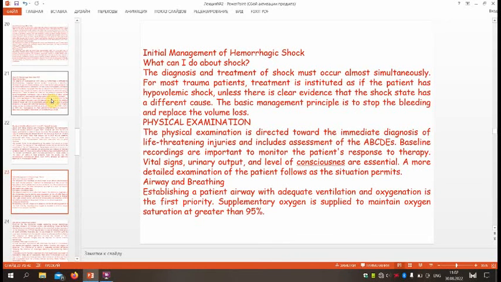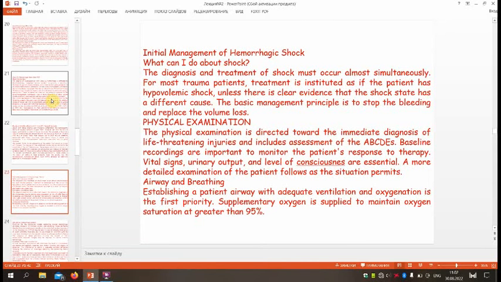Physical examination. The physical examination is directed toward the immediate diagnosis of life-threatening injuries and includes assessment of the ABCDs. Baseline recordings are important to monitor the patient's response to therapy. Vital signs, urinary output, and level of consciousness are essential. A more detailed examination of the patient follows as the situation permits.